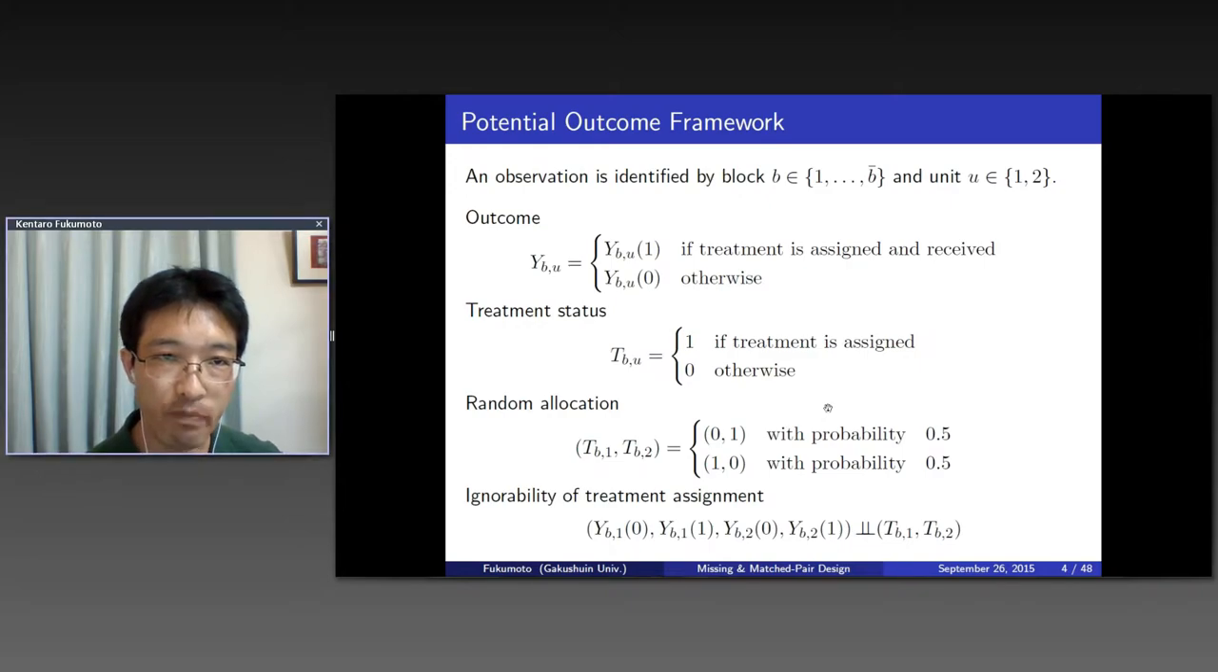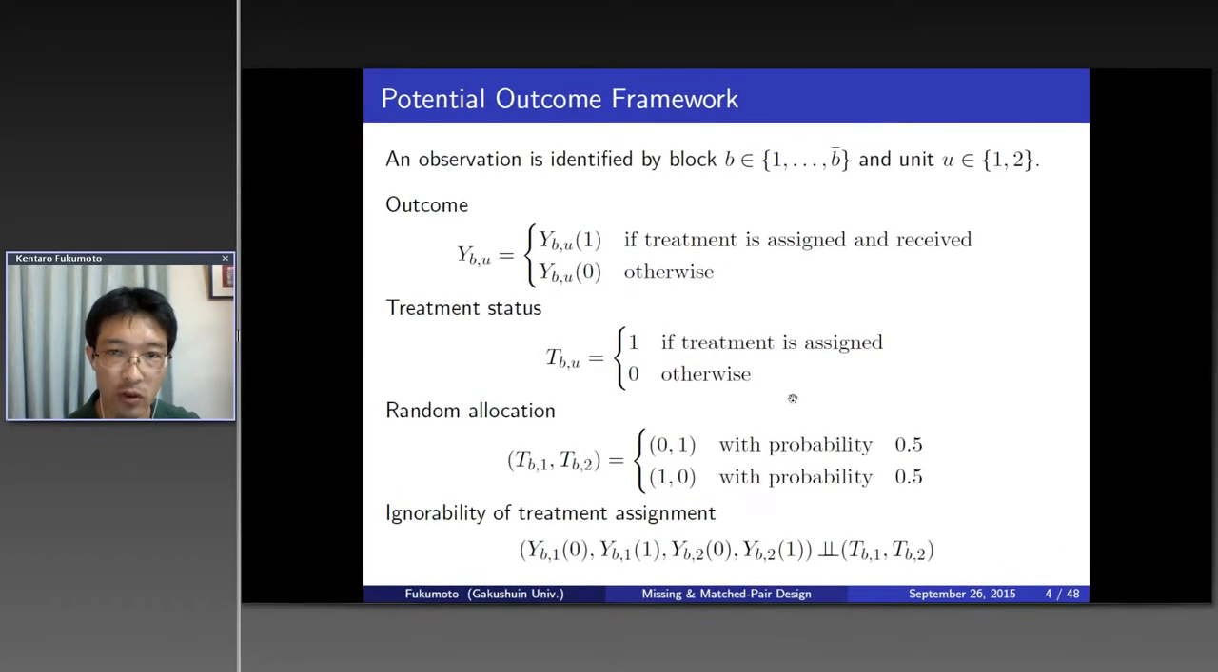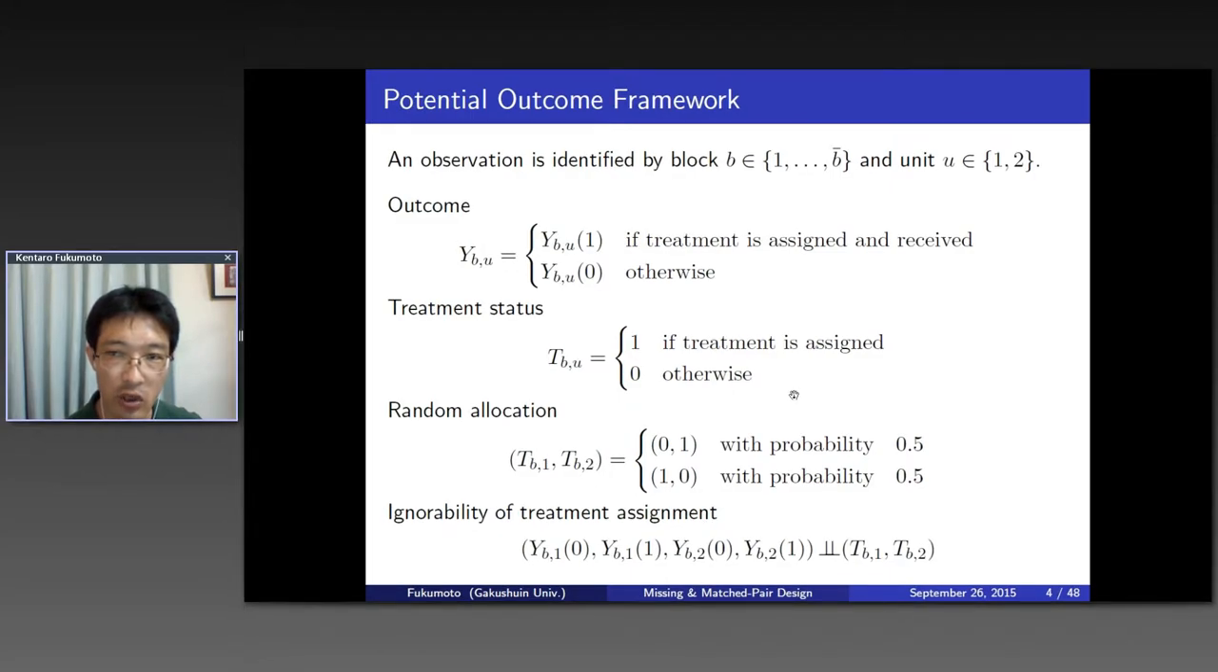So now I introduce the potential outcome framework. An observation is identified by block b from 1 to B-bar, and unit u is either 1 or 2. An outcome, Y sub bu, is Y(1) if treatment is assigned and received, or Y(0) otherwise. And the treatment status T sub bu is equal to 1 if treatment is assigned and 0 otherwise.